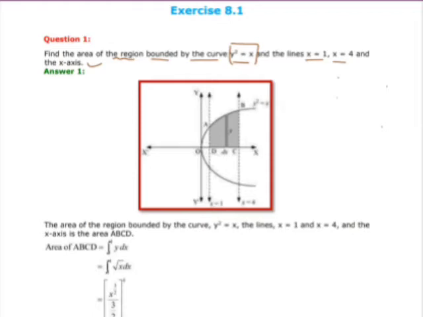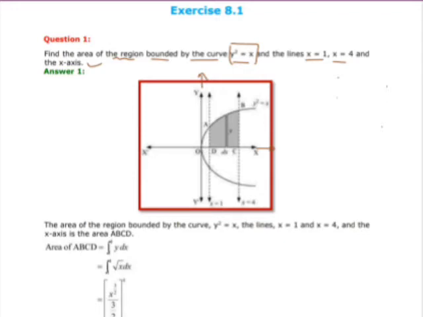So let's see, we have considered the x-axis and y-axis here. It is our x-axis, it's our y-axis. So here, now we are taking the graph y square equals x. Usually you know y square equals 4ax is the standard formula. That is what? Ellipse, hyperbola or parabola it is.